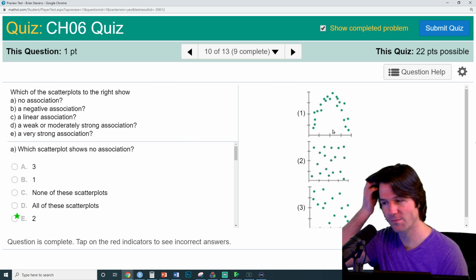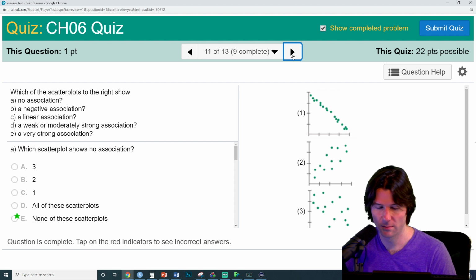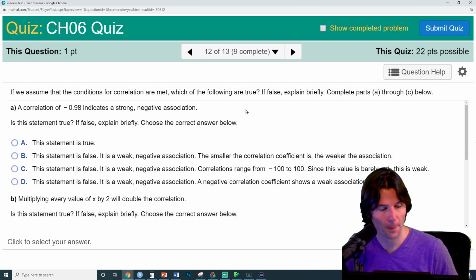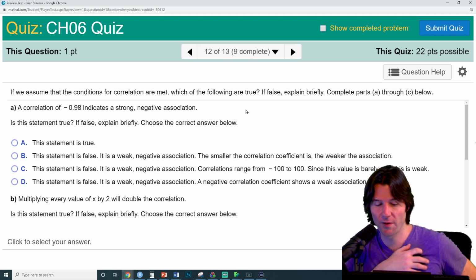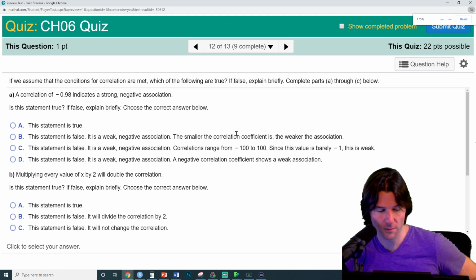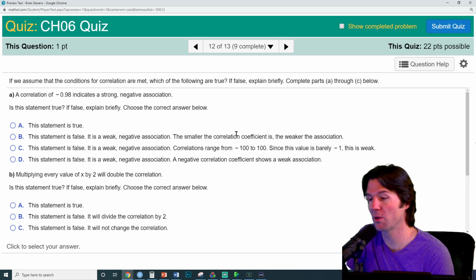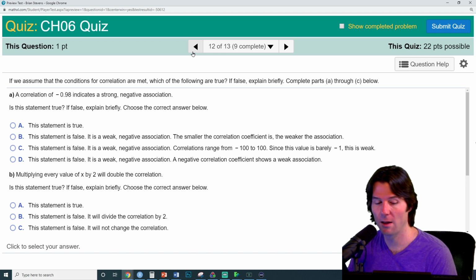Good stuff. Great job, Jack. Last few questions, right? Well, that's more versions of that. We don't want to show a complete problem. If we assume that the conditions for correlation are met, which of the following are true? Briefly explain. A correlation of negative, the one that looks like an exponential curve. I'll show that one.